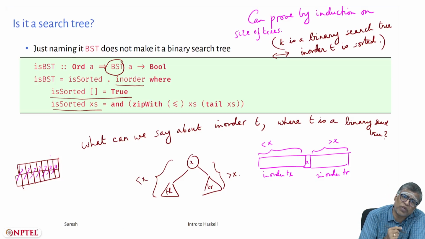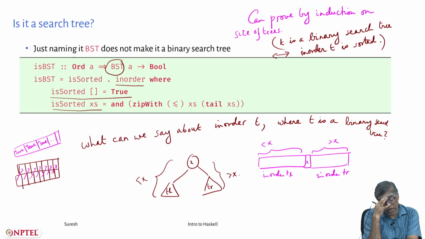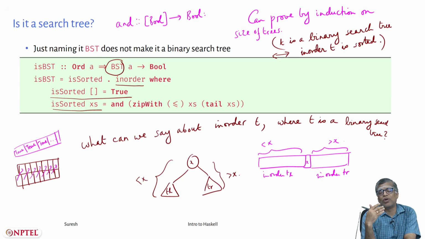So now zipWith of this will produce a list of booleans, and if the list is actually sorted, then I will have a list of booleans where every value will be true, true, true, true, true, true. And is a function of type list of bool arrow bool. What it will do is take the AND of all. If everything is true, it will be true. If even one of the entries is false, it will produce false. Okay. So in this way, you can actually check whether a list is sorted or not.